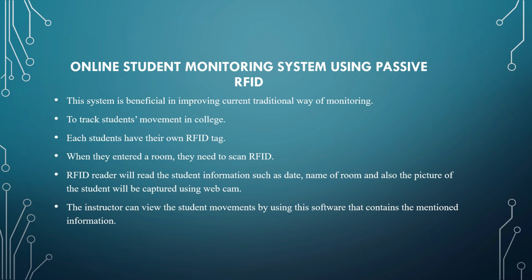This system is beneficial in improving the current traditional way of monitoring. It is used to track students' movement in college. Each student will have their own RFID tag, like the first system. And when they enter a room, they need to scan the RFID tag. The RFID reader will read the student information such as date and name of the room, and also the picture of the student will be captured using a webcam. The instructor can view the student movement by using the software that contains the mentioned information.